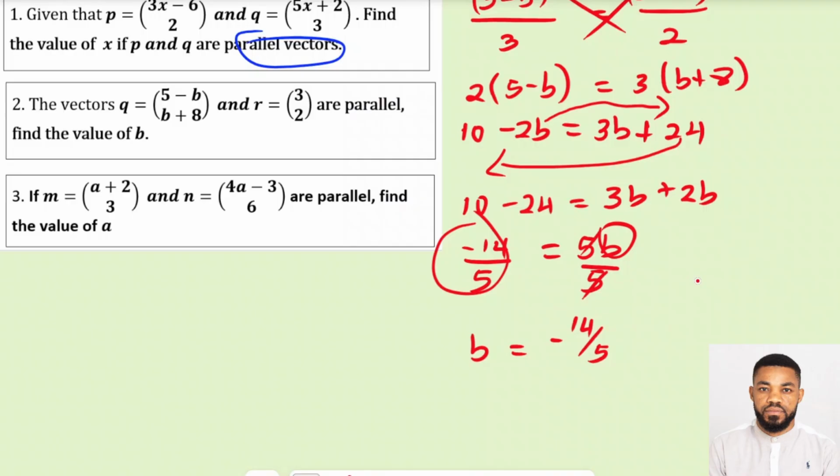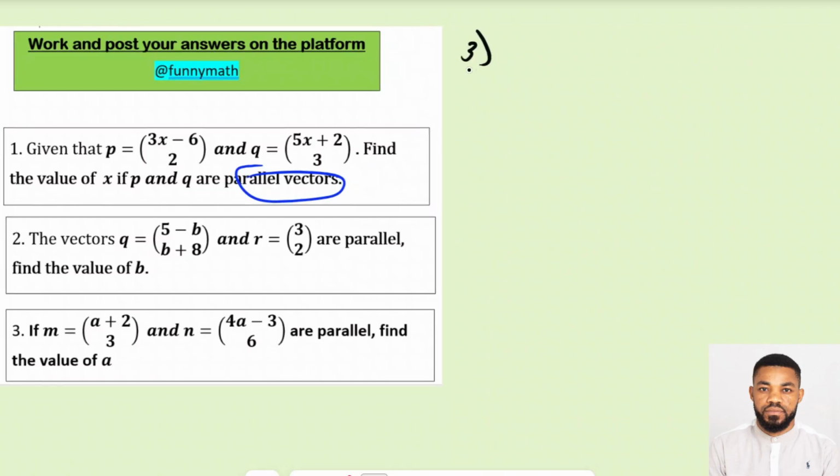Let's get the last one. Question 3. If m is equal to a plus 2, 3, and n is equal to, so the components of m are here, let me write it here, that is a plus 2, 3. And the components of n are 4a minus 3, 6, and they are parallel. We have to find the value of a.